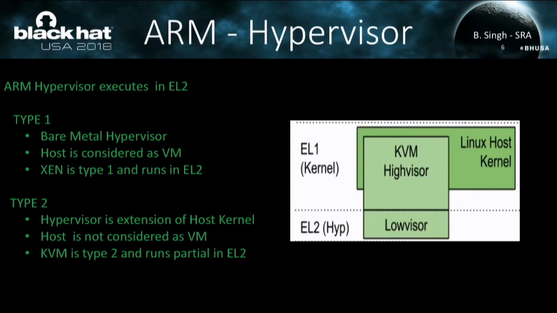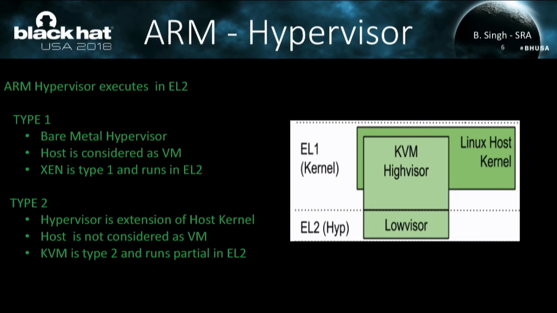Now we will see hypervisors on ARM. In order to support virtualization in ARM, the hypervisor has to execute in EL2. This is needed because, in order to access the hardware that is needed to support virtualization, software has to access that hardware from EL2. So that's why a hypervisor has to execute in EL2. Some portion of it has to be present in EL2.